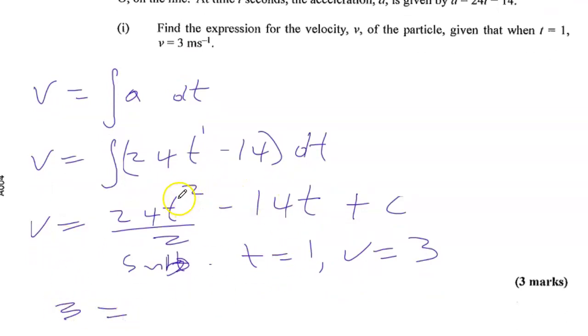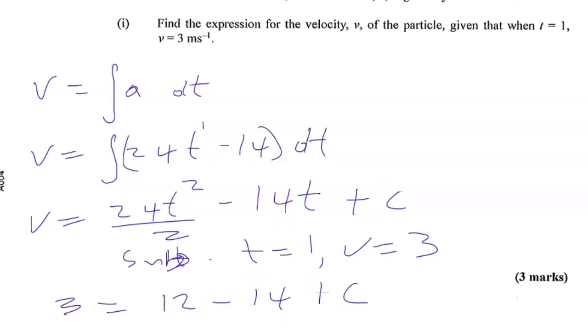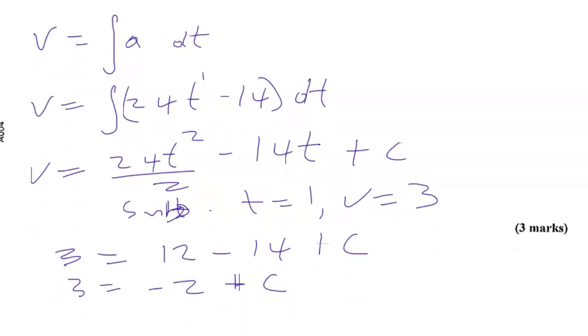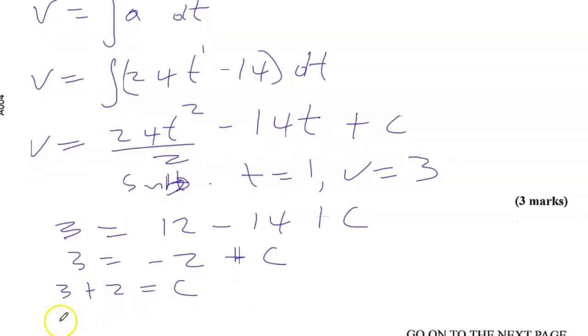If t is 1, then 1 squared is 1. So 24 divided by 2, that's 12. Negative 4 times 1, that's negative 4, plus c. So 3 is equal to 12 take away 14, that's negative 2, plus c. So this means that 3 plus 2 is equal to c. So the constant is 5.